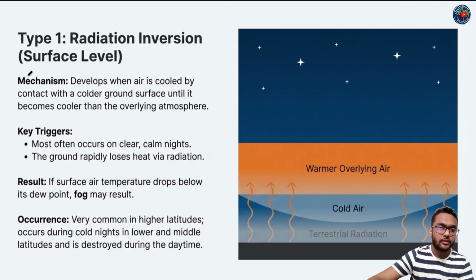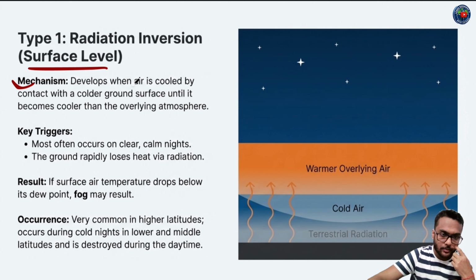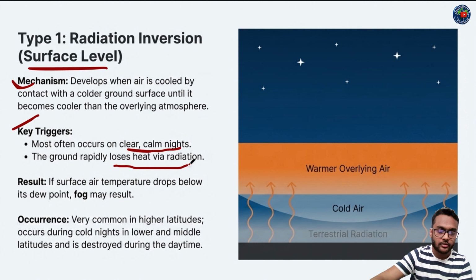First of all, radiation inversion, that happens at surface level. Okay, the main mechanism of radiation inversion is that it develops when air is cooled by contact with a colder ground surface, until it becomes cooler than the overlying atmosphere. Key triggers: it most often occurs on clear and calm nights. The ground rapidly loses heat through radiation.